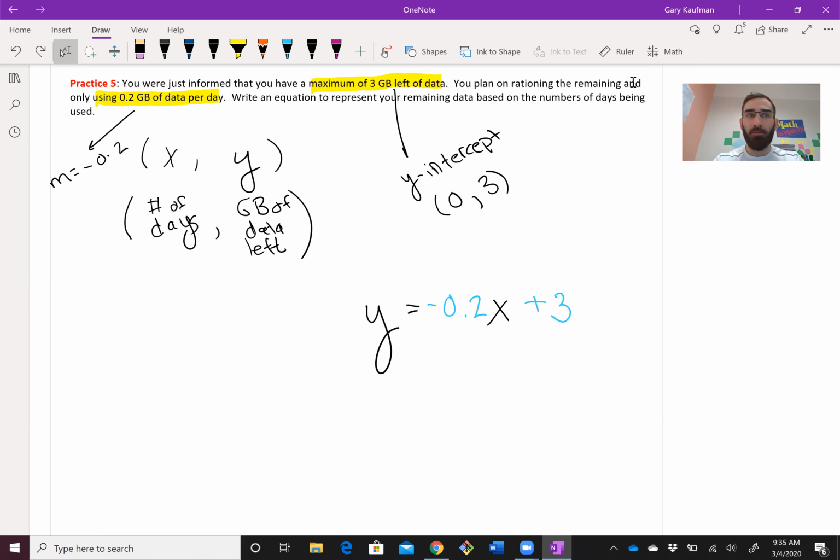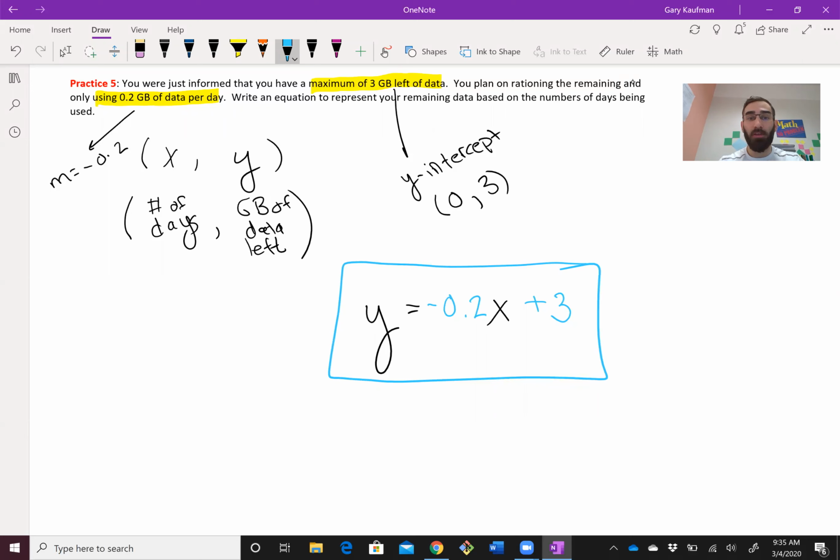So that's our y-intercept. And we're using 0.2. That's why our slope is a negative 0.2. And this, therefore, is our equation. Slope-intercept form would be the best. Again, you could do point slope form. You could say y minus 3 equals negative 0.2 x minus 0. That equation is accurate. And so it's just whether one way is sometimes in a better form than the other.